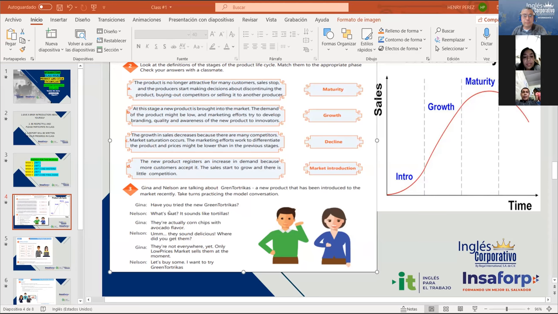Have you ever tried the new green tortricas? What's that? It sounds like tortillas. They're actually corn chips with avocado flavor. Avocado. They sound delicious. Where did you get them? They're not everywhere yet. Only Low Prices Market sells them at the moment. Let's buy some. I want to try green tortricas.